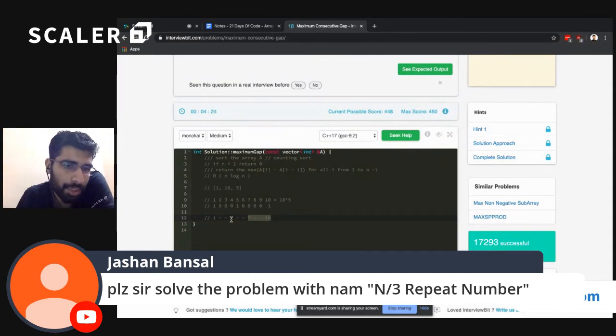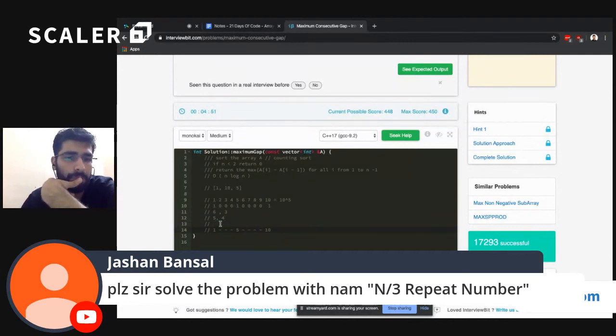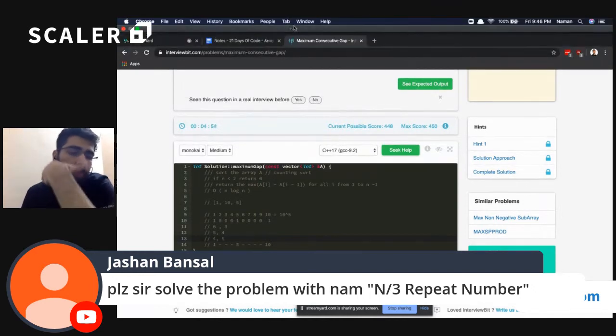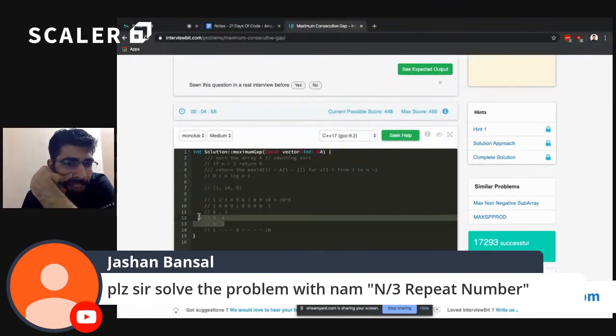What can be the worst case, I mean, what should be the minimum answer here? Suppose this gap is 6 and this gap is 3. If I had taken 6 here, this gap would have been 5 and this gap would have been 4. If I take one more element here, then the answer would have been 4, 5. So what we can see is that basically pairs are happening, right?